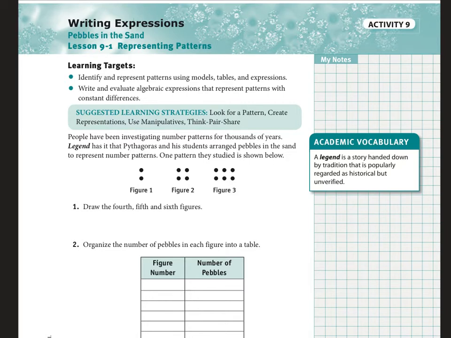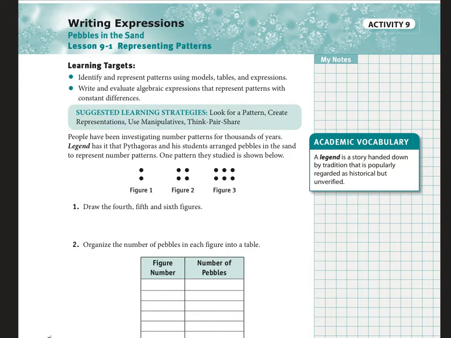Here's an example. Patterns have definitely been something people have studied for a long time. Legend has it that Pythagoras, who made a big theorem back in the day about right triangles, a squared plus b squared equals c squared, the side lengths in right triangles. If you're not familiar with that, you'll definitely be seeing it coming up sometime. But one pattern that they studied is shown below. So we see figure 1 with the 2 dots, then figure 2 and figure 3.